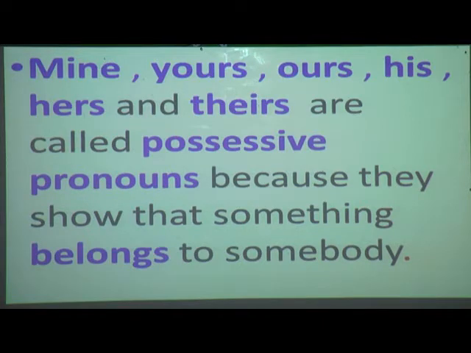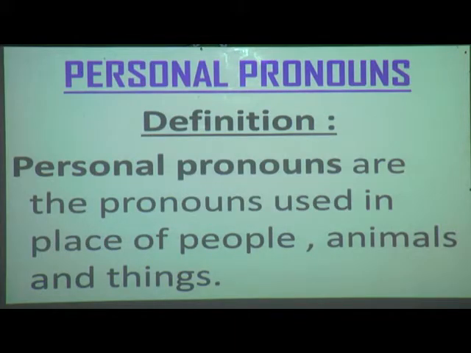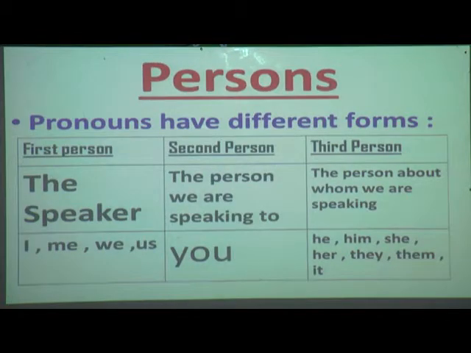Now you may be thinking, teacher, how do we use all these pronouns? That we are going to learn in today's session. First, what we are going to learn is the personal pronoun. Now, what is a personal pronoun? The definition of personal pronouns: they are the pronouns used in place of people, animals and things. Again, I will repeat, personal pronouns are the pronouns used in place of people, animals and things. Now, these pronouns have different forms, that we are going to see.